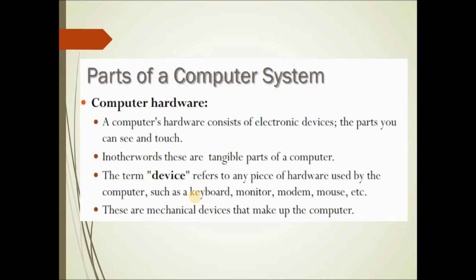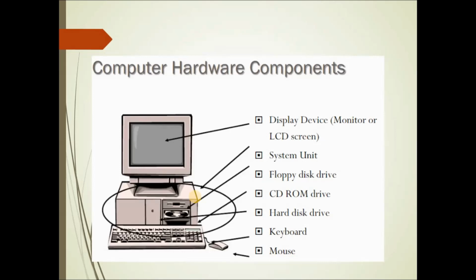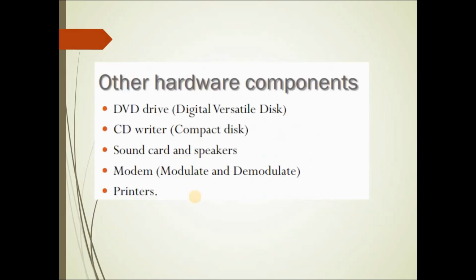Computer hardware. Computer hardware consists of electronic devices, the parts you can see and touch. In other words, the tangible parts of a computer. The term device refers to any piece of hardware used by the computer, such as keyboard, monitor, modem, mouse, etc. These are the hardware. Computer hardware components are these: display device, LCD, system unit, floppy disk, CD-ROM, hard disk, keyboard, mouse, etc. Other hardware components: DVD, CD, sound card and speakers, modem, printer.